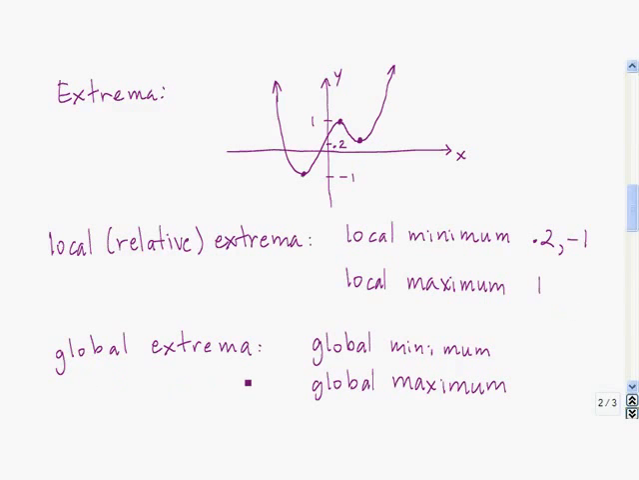Let's move to global extrema. The global minimum is the overall lowest y value that the function has. So if we look down this graph, keep going down, we see that -1 is the lowest y value that this function takes on. So -1 is the global minimum of this function. The global maximum is the overall highest y value that it takes. This goes on forever in this direction and forever in this direction, so there is no highest y value, which means there is no global maximum.